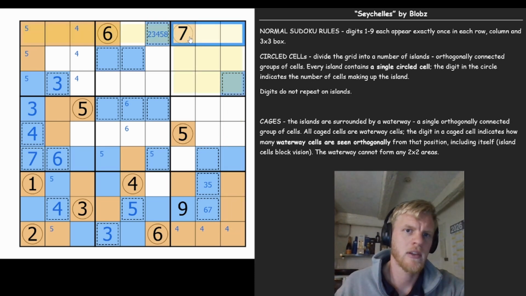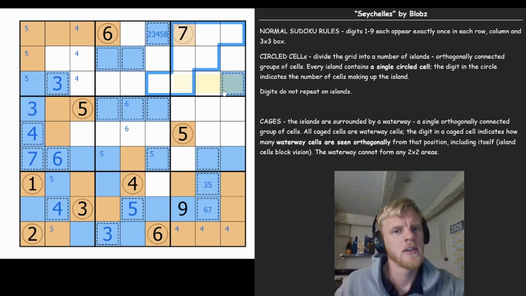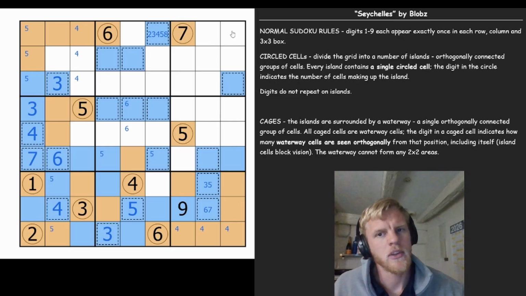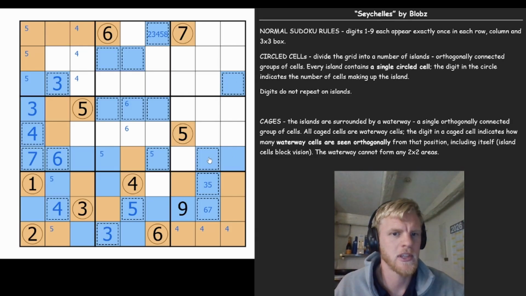If this is island, we have 3, 4, 5, 6, 7. This would connect just fine. It can't be like this because we have a 2 by 2 area. Like this, and the 5 needs to go in. Okay, I'm pretty sure there's some way to figure out that this cannot be island. But you will see.